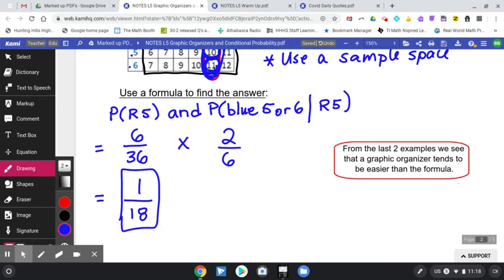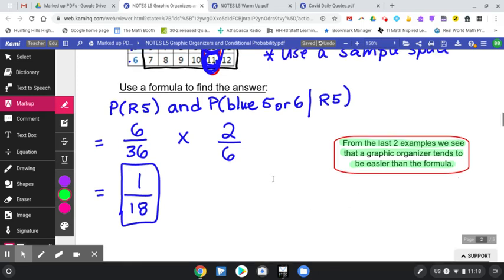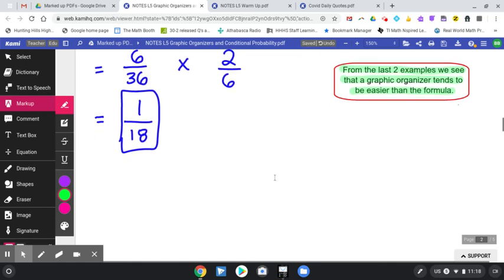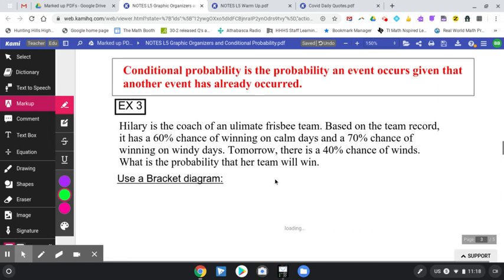So this is a pretty important comment over here. And I think anytime you are having problems on a question, what we've just learned is that a graphic organizer is usually easier than the formula. So if you're ever stuck on a question, draw out the sample space. Make sure you can see everything that can happen. And if the question sounds like a Venn diagram, make a Venn diagram, and that question becomes easier.